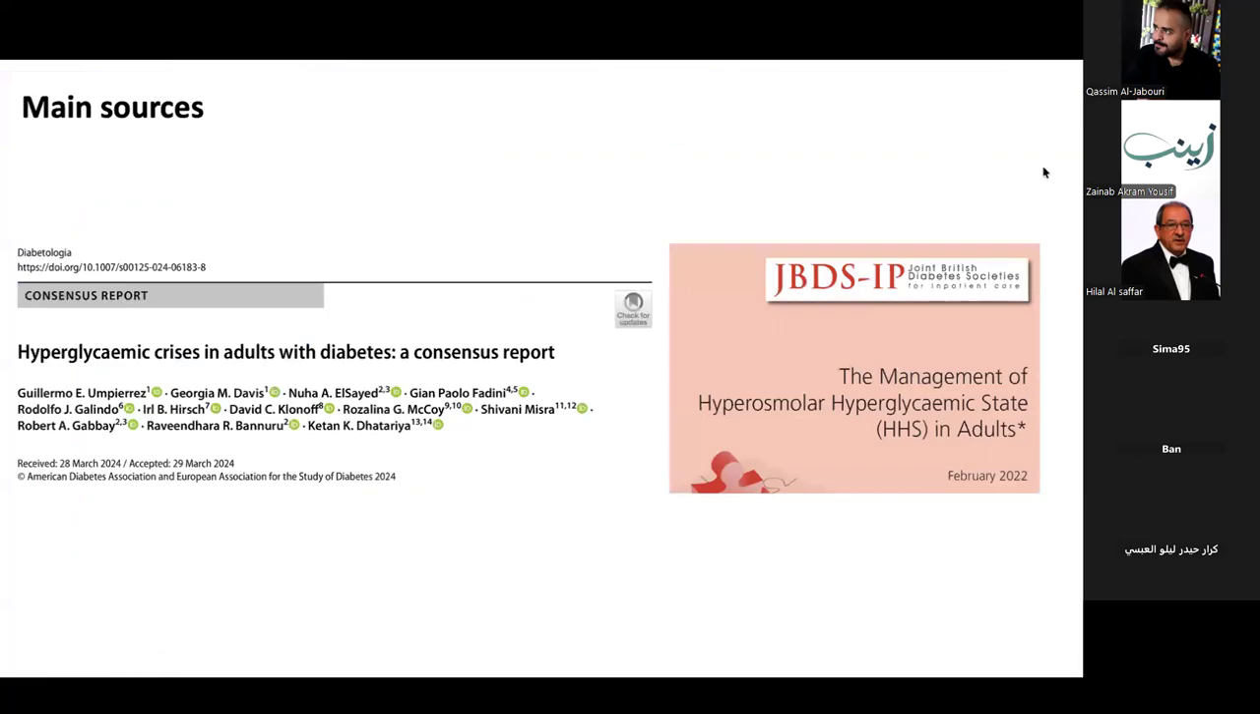The presentation today is mainly derived from these 2 guidelines. The initial one is the consensus guideline, which was published in 2024. That is a consensus that involves the American, British, and European guidelines, which is the latest published so far. And I also took some information from the Joint British Diabetes Society inpatient care guidelines. So these are the 2 sources if you want to go back and read about it in detail.